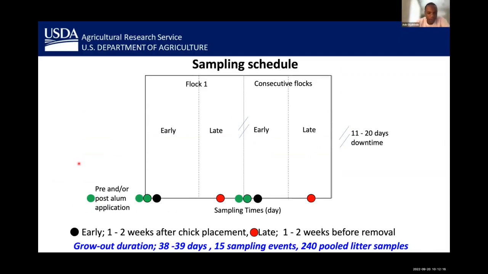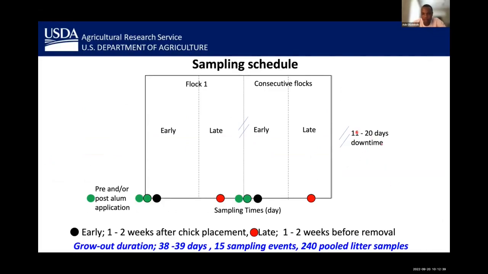For the sampling schedule, our goal was to get samples before alum is applied, after alum is applied during the early life of the birds, so within 1 to 2 weeks, and before the birds go to slaughter, so within 1 to 2 weeks before the birds go to slaughter.